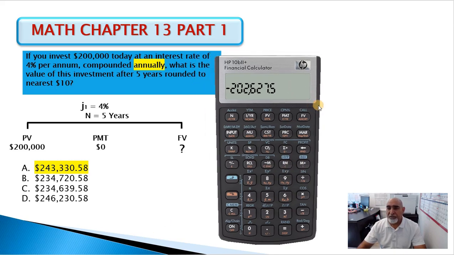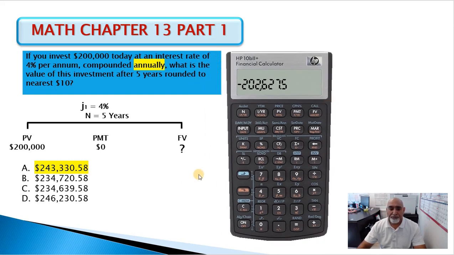Let's say we have a question here. If you invest $200,000 today at an interest rate of 4% per annum, compounded annually, what will be the value of this investment after 5 years, rounded to the nearest $10? From all of this information, we will be able to make this diagram. So how do you make this diagram? First, you make the timeline. Then you get the 200,000, put it in as PV, which is today.